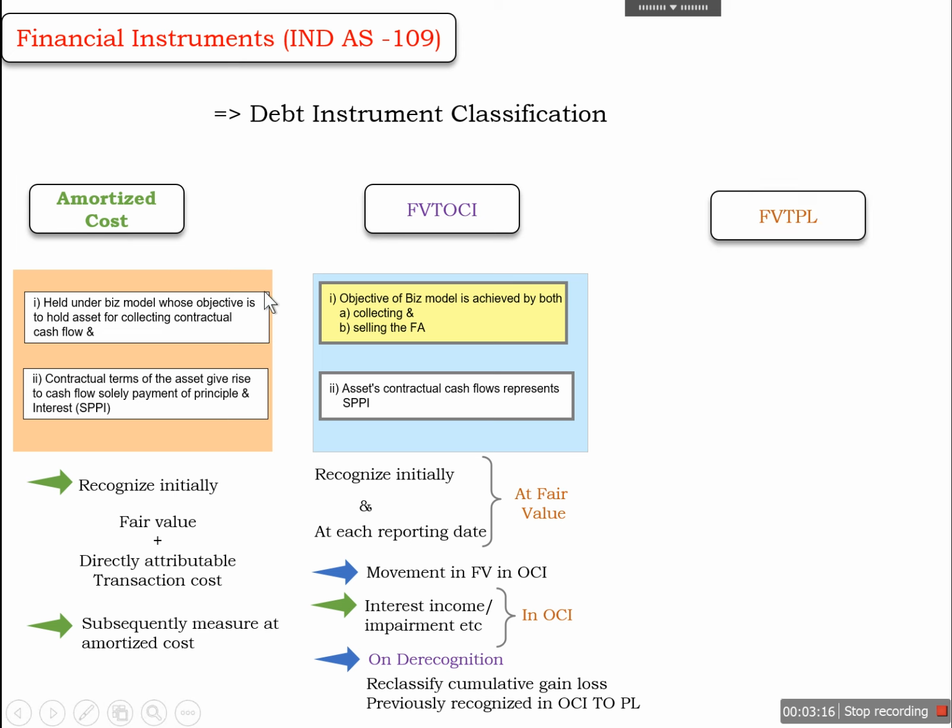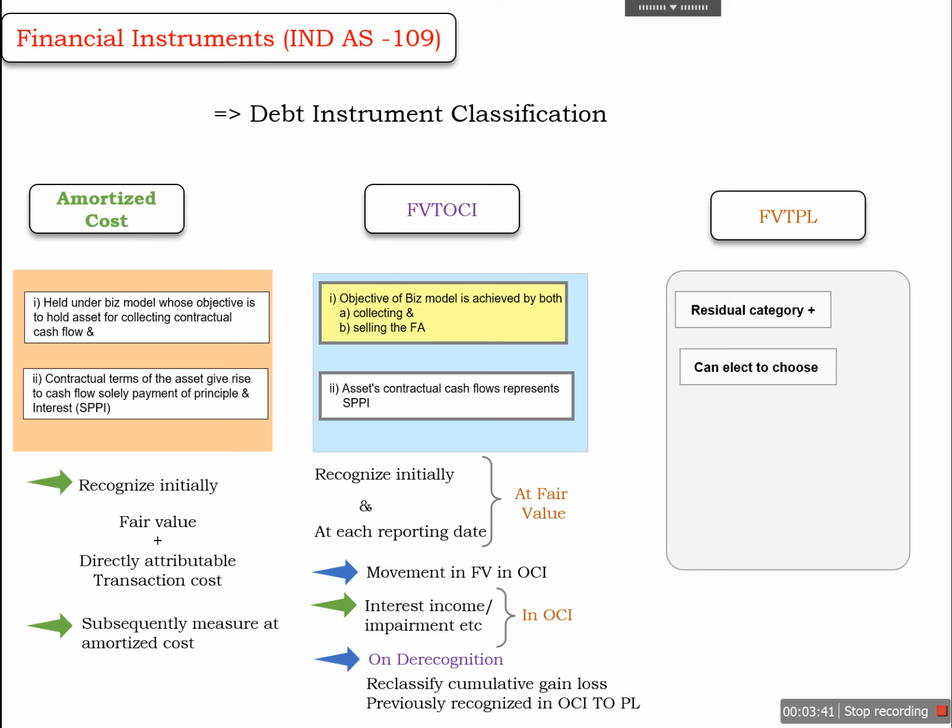The next category is FVTPL. The financial asset that is a debt instrument, which is not classified in amortized cost or FVTOCI, has to be classified as FVTPL. So we can say it is a residual category for classification of debt instruments. Apart from it, the holder of the debt instrument, that is the financial asset, can choose to elect FVTPL classification, but it is irrevocable once it has opted for the FVTPL classification.